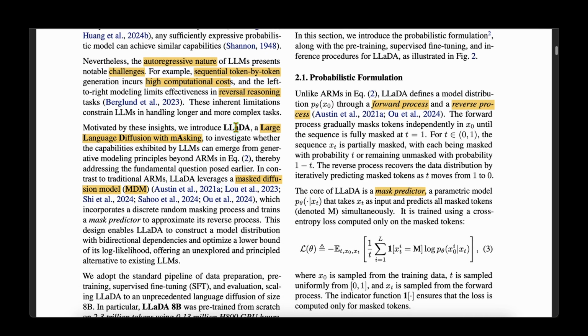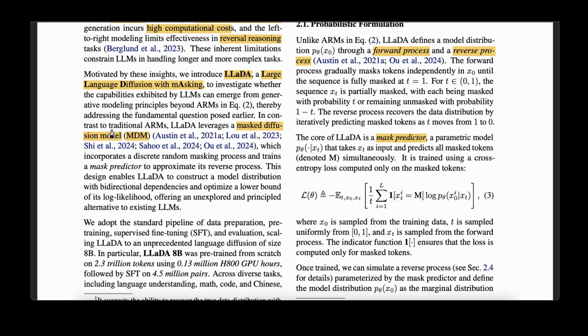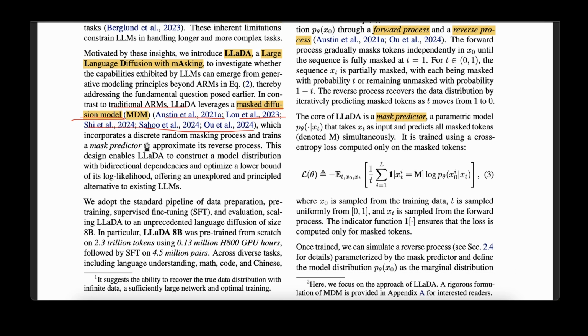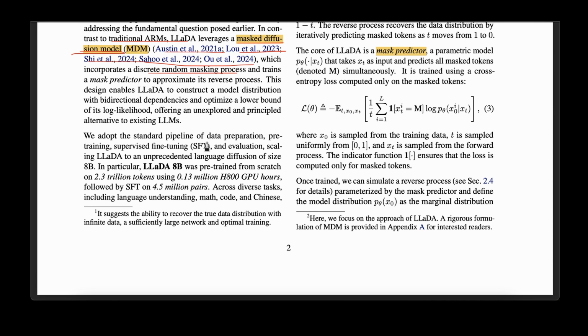And that is what this paper is proposing, which is LLaDA, Large Language Diffusion with Masking. So masking is the main idea in the paper. So let's look into what this idea of masking is and how they go about it. In contrast to traditional autoregressive models, what they're proposing is to use a mask diffusion model, and it's not something new. Basically, it's been used in all these papers before, but in the context of images. But here they're saying that they can use discrete random masking, and they can train a mask predictor to approximate the reverse process.